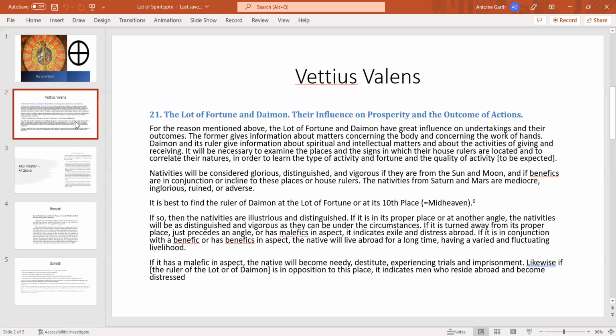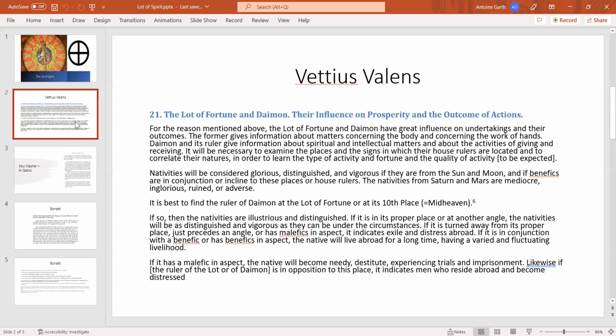Of course, that's what everything that we do. Nativities will be considered glorious, distinguished, and vigorous if they are from the sun and moon, and if benefics are in conjunction or inclined to these places or house rulers. So if they are from the sun and moon, that might depend on position from the sun and moon, or they might even mean if the rulers are the sun and moon, because they were considered to be the most powerful and potent. And this is the Hellenistic period, so they were considered to be the most powerful and potent at the time.